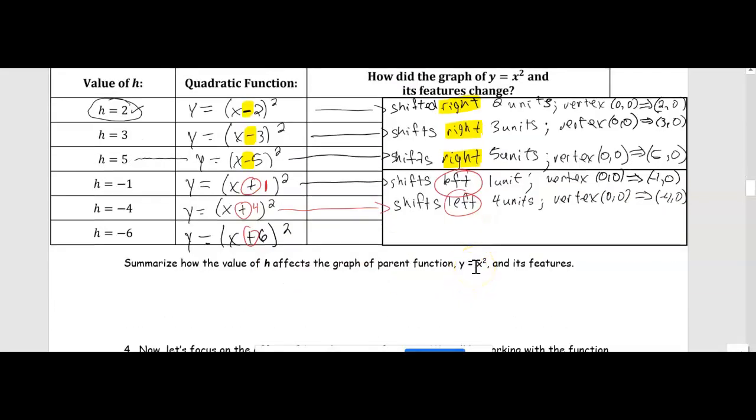So you can summarize that if you want here, but that's ultimately what we're going to do. If we have a minus sign, you move to the right. If we're adding, that's going to move us to the left. Okay.